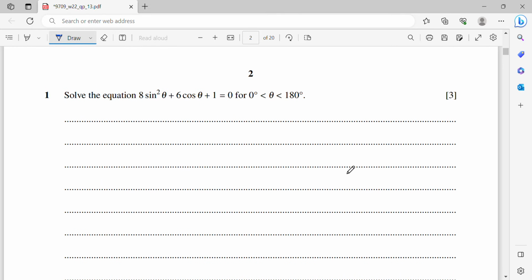Okay, question 1. Solve the equation 8 sine square theta plus 6 cos theta plus 1 equals 0 for theta between 0 degrees and 180 degrees. Alright, so first of all, I will rewrite the question.